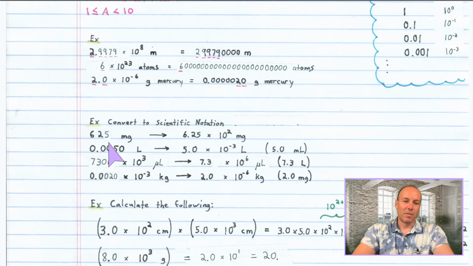And now the next one. This is a small volume, 0.0050 liters. So the decimal place is over there, and this time we have to move it to the right there, to get 5.0. We moved it 3 places to the right, and since we moved it to the right this time, it gets a negative power of 10, 10 to the minus 3, because we moved it 3 positions to the right.